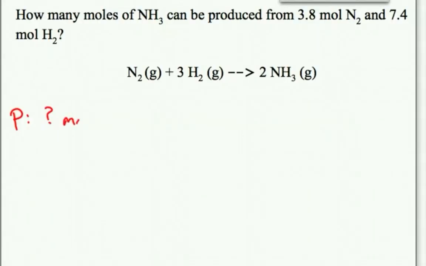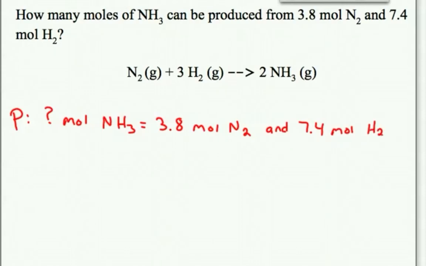We need to know how many moles of NH3 can be produced from 3.8 moles of N2 and 7.4 moles of H2. Sad face. You are going to learn to not like seeing the word "and" in your problem step, because that means that more work is coming your way.